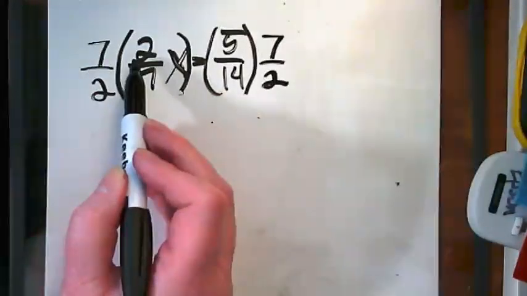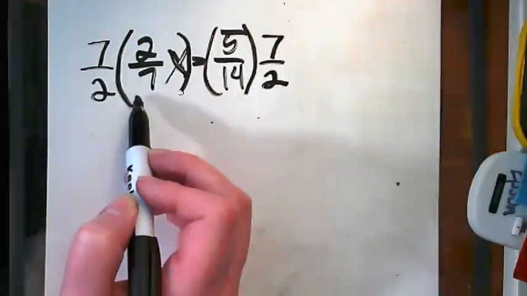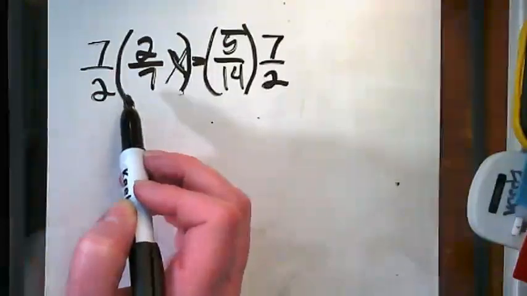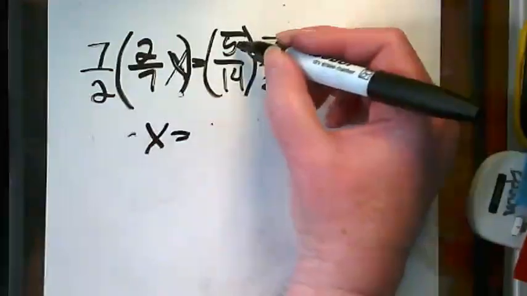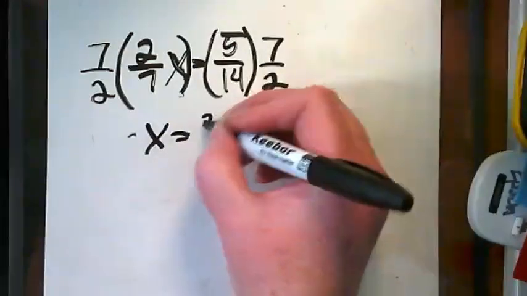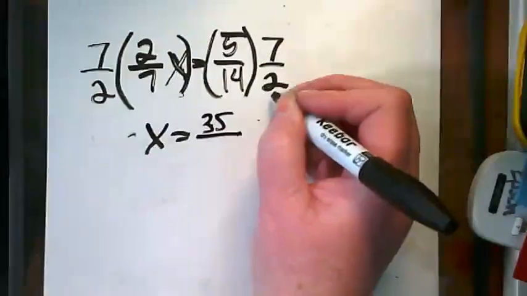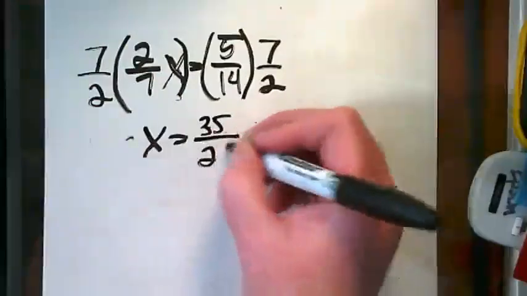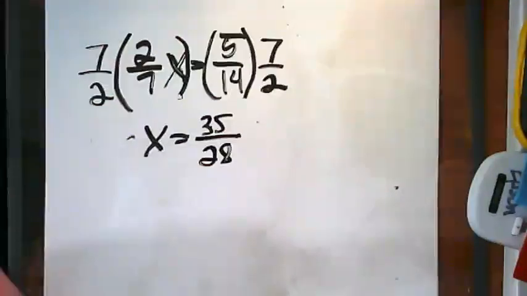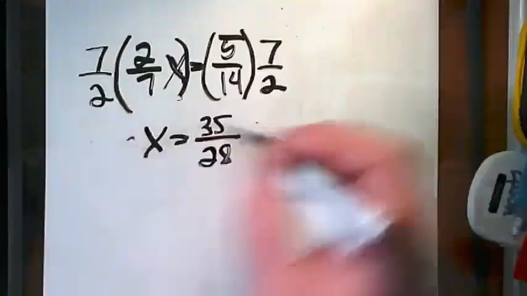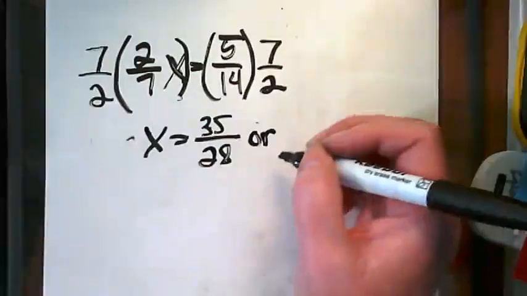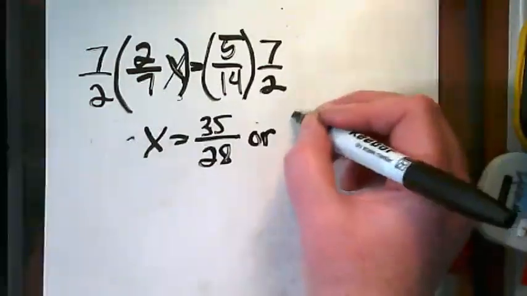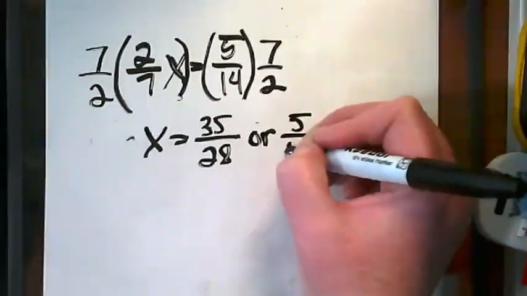7 times 2 would be 14. 2 times 7 is 14. 14/14 is that 1. 5 times 7 is 35. 14 times 2 is, we could leave it there, or we could reduce it. What could this reduce to? 5/4. Yep, I'm gonna take 7 out of both.